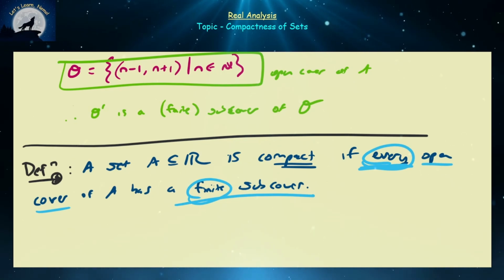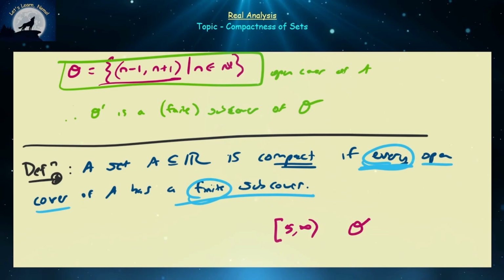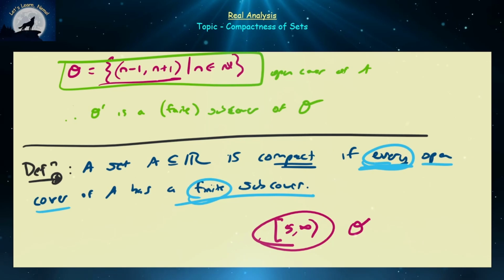Right? So let's think about this set (5, infinity). We have found a particular open cover of A, this (n - 1, n + 1) type of structure, right? But that's not an arbitrary open cover, that's a particular open cover. For that particular open cover, we were able to find a finite subcovering of that particular set. But we have to show that this set has, for every open cover of it, a finite subcovering. So it's very, very much more broad, to be precise.